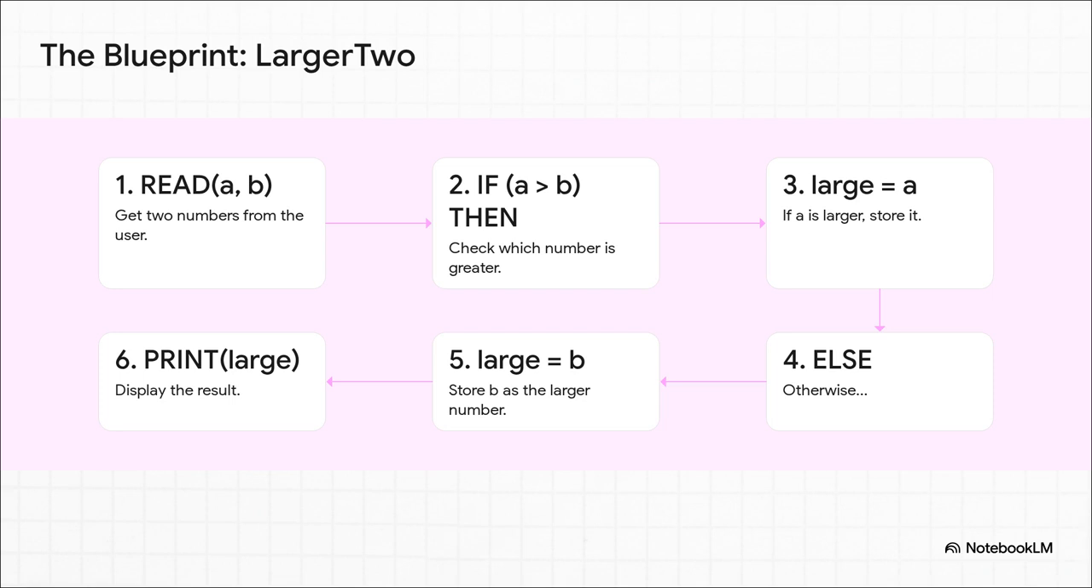And here it is, our finished blueprint. Let's walk through it. We start. We read our 2 numbers. Those are our inputs. Then comes the decision, our selection block. If number 1 is greater than number 2, then we'll say the large number is number 1. Else, we'll say the large number is number 2. We wrap it up with end if. And finally, in sequence, we print the result. See how we just combined those basic building blocks to create a clear, logical plan?